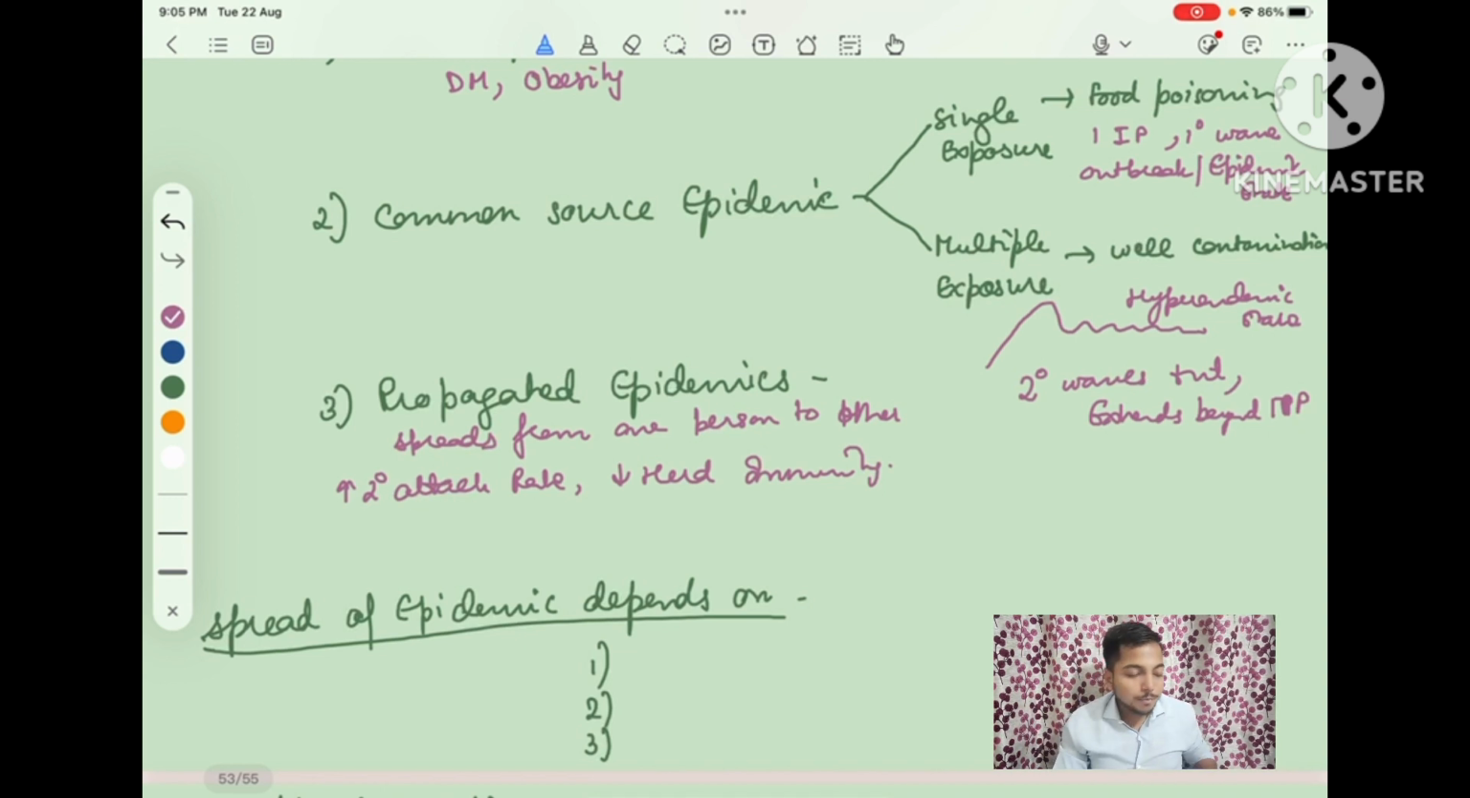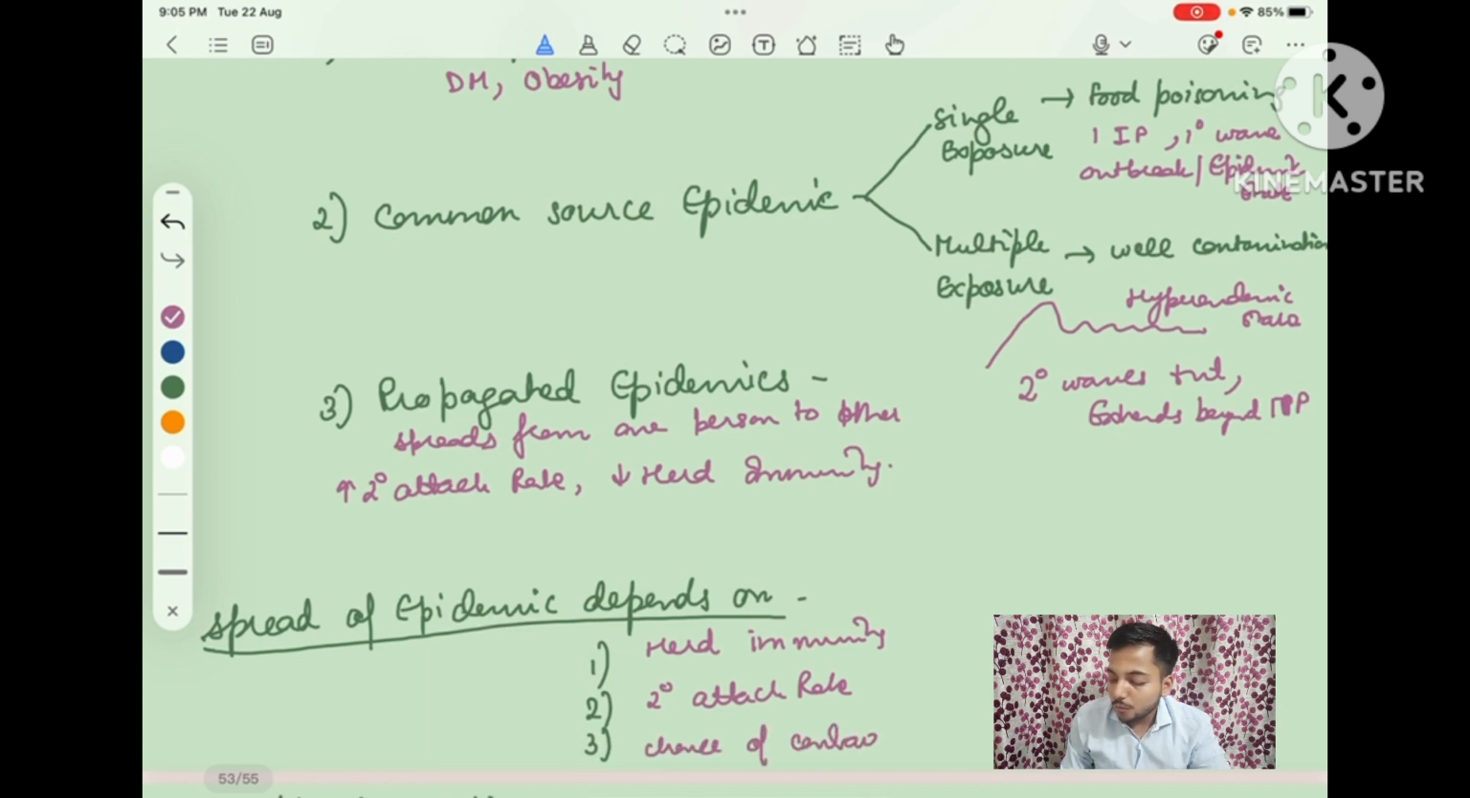Then the spread of an epidemic depends upon three things. First is herd immunity. Second, we talked about secondary attack rate. Second is secondary attack rate. And third is density or chance of contact with the cases. So chance of contact with cases.